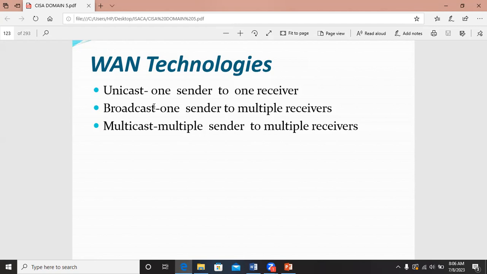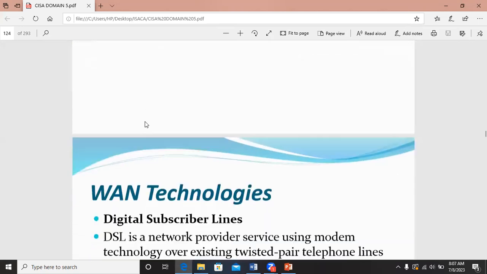We have multicast. Multiple senders are sending to multiple receivers at the same time. So that's what's called multicast.